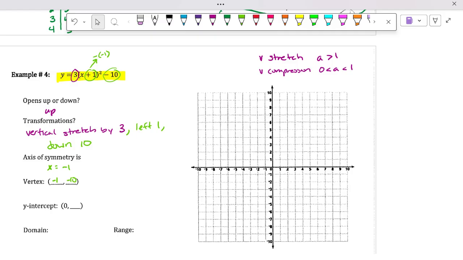All right, so what do you guys get for the y-intercept? Focus. I got -10. All right, so plug in 0 for x. So what's 0 plus 1? 1. What's 1 squared? 1. What's 1 times 3? 3 minus 10. Negative 7.